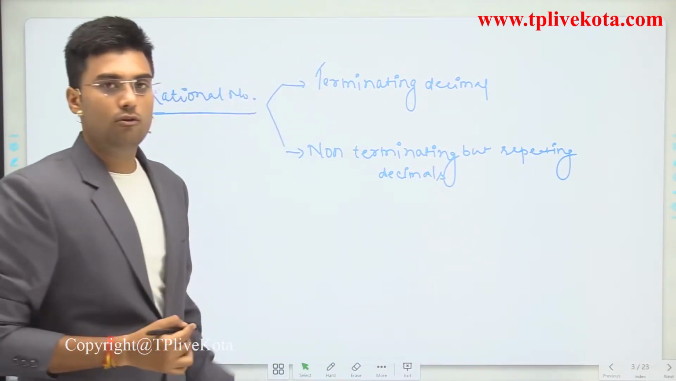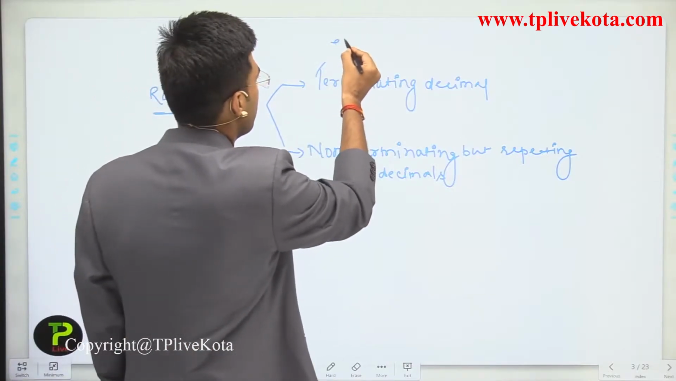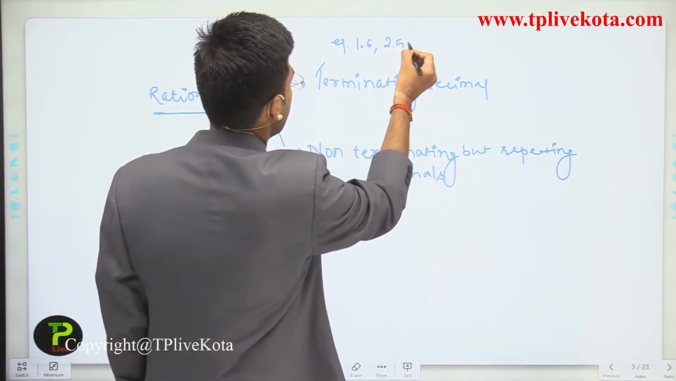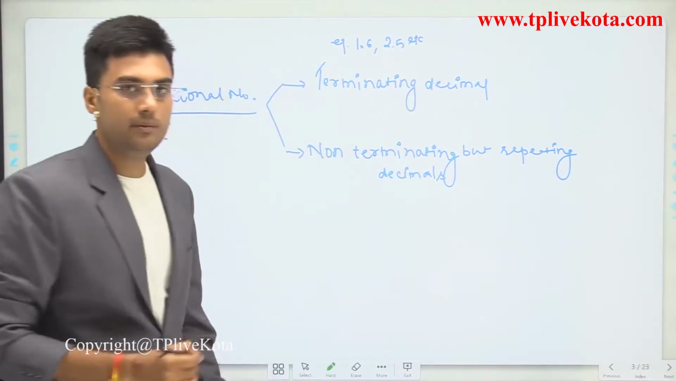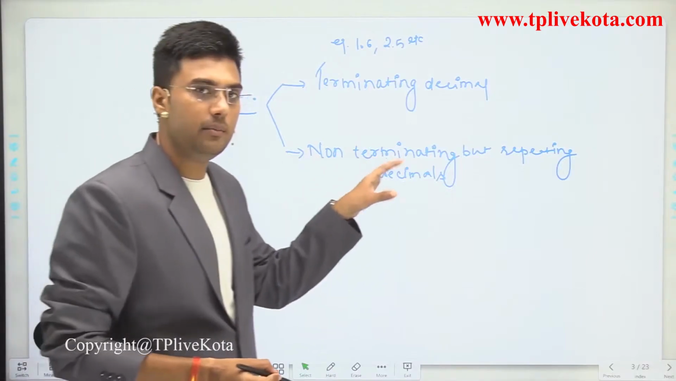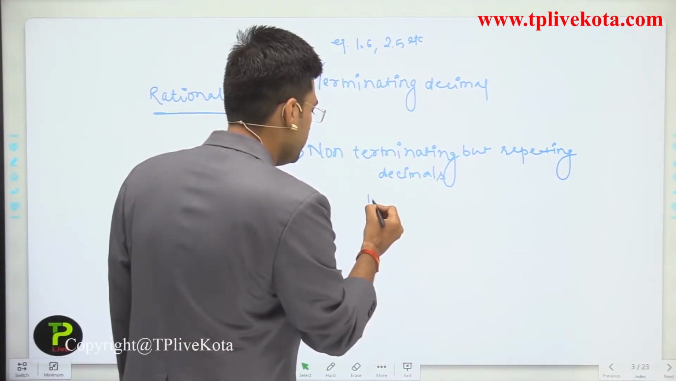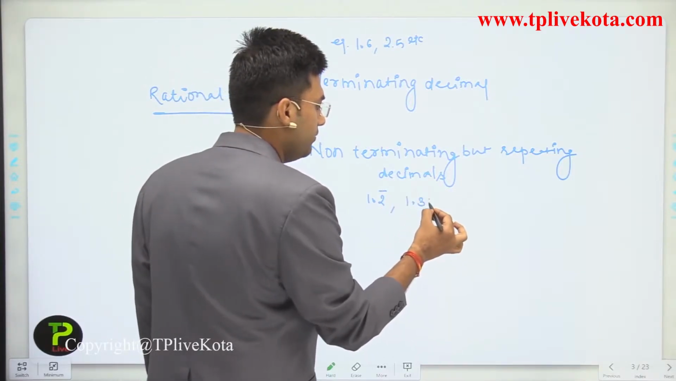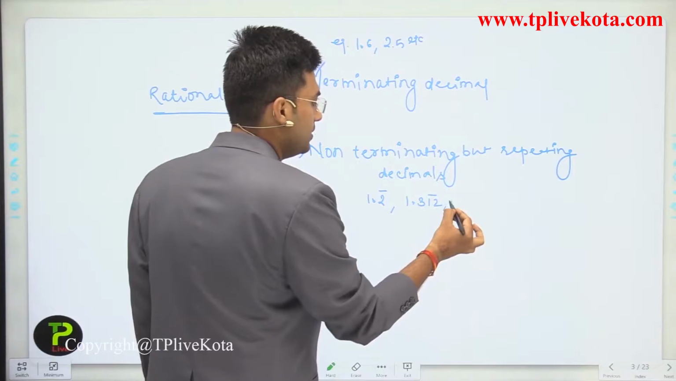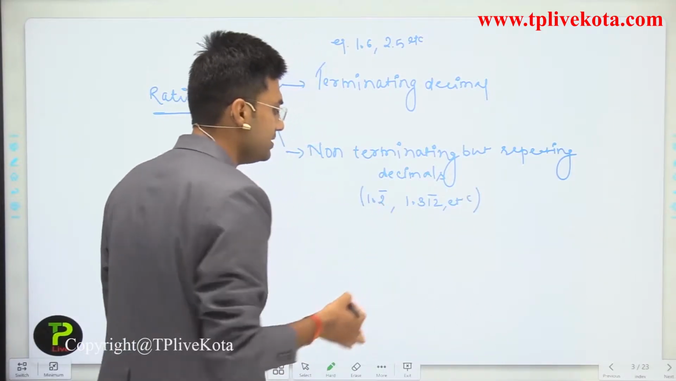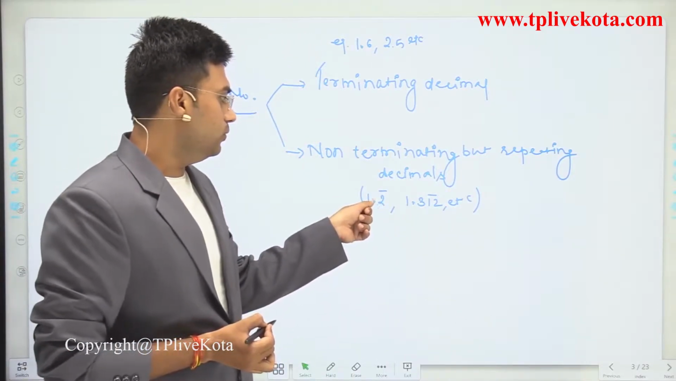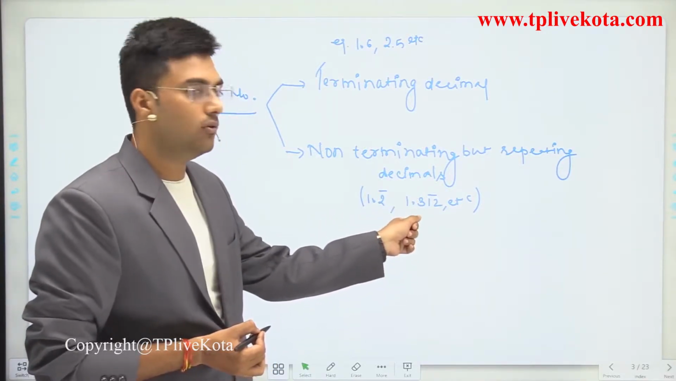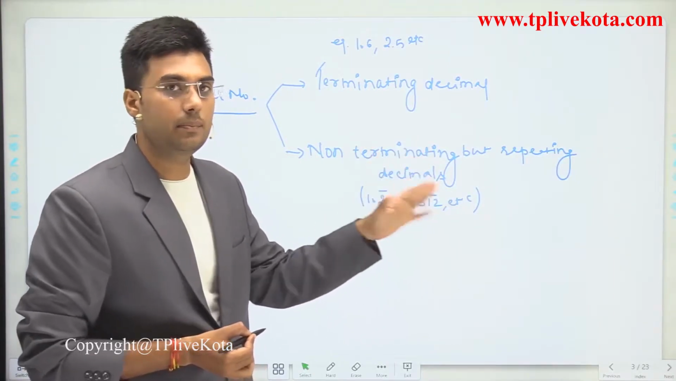Okay. For example, 1.6, 2.5, these are terminating decimals. And if you talk about non-terminating but recurring decimals, for example 1.2 bar, 1.312 bar, these are non-terminating but recurring decimals, in which 1.222, so after the decimal 2 is repeating, and here after the decimal 3 is non-repeating but 12 is repeating.